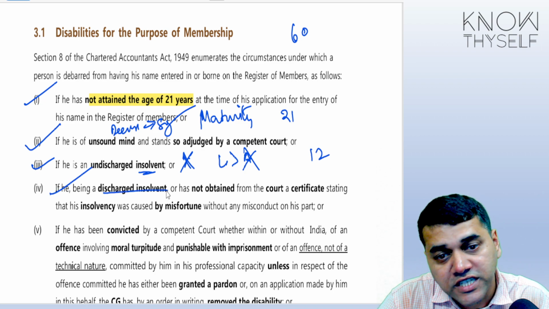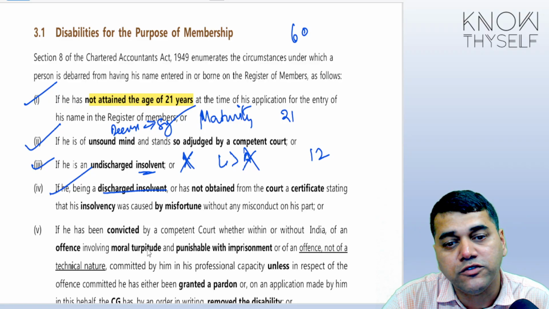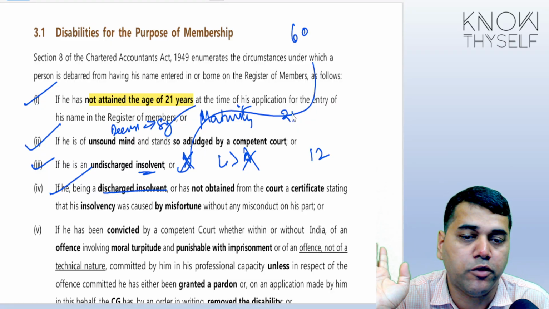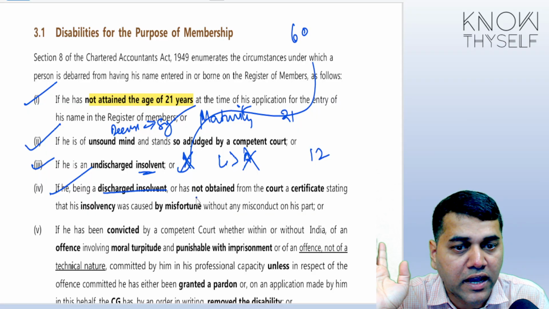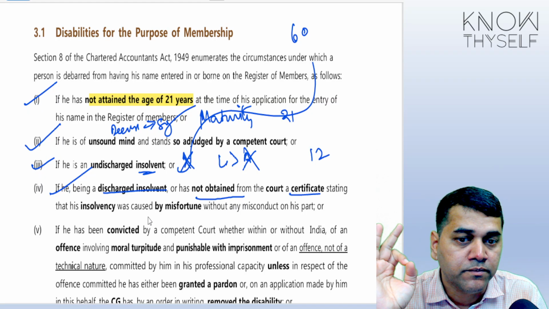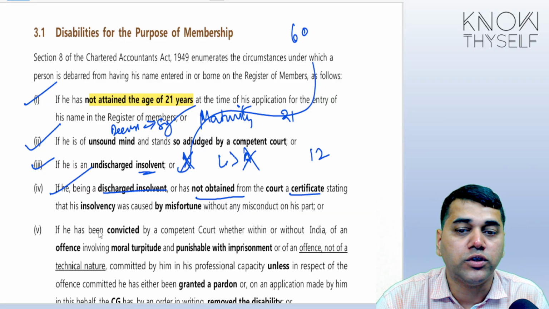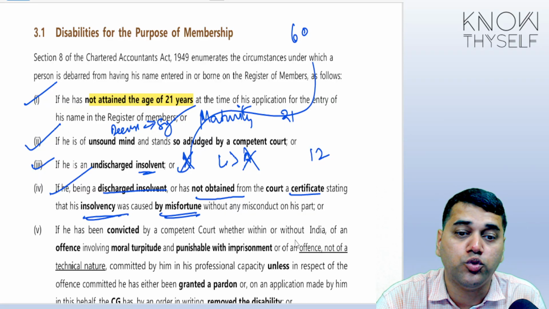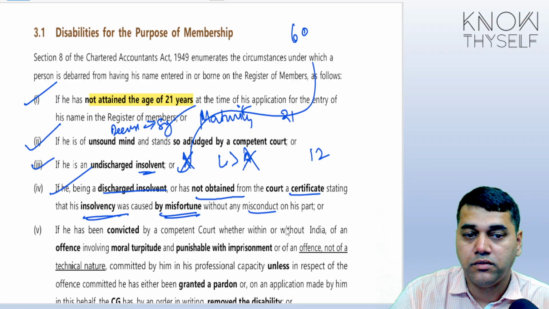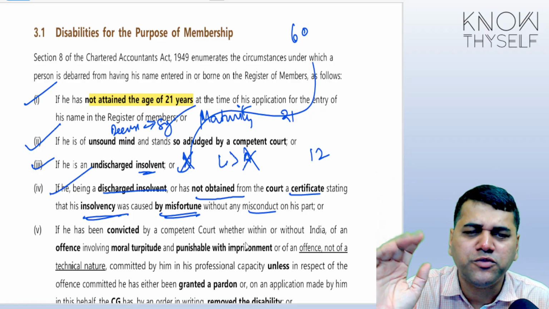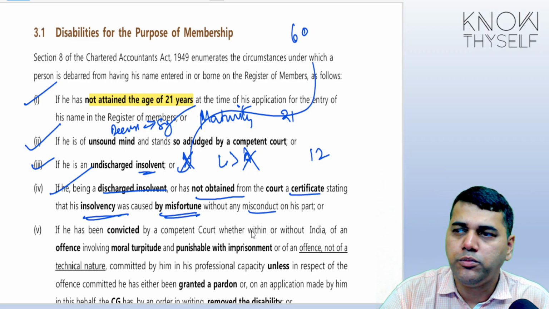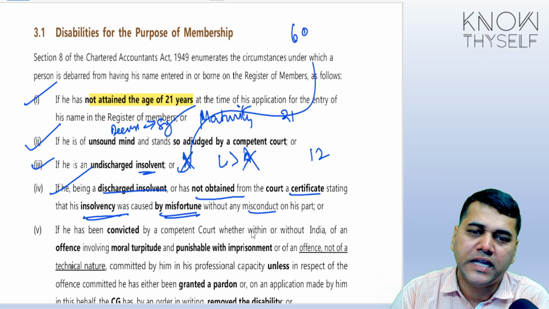What if he becomes a discharged insolvent? That means he will go through the process of the court and get a certificate from the court that he has been discharged from all his liability. Or he has not obtained from the court a certificate in respect of the insolvency. He should obtain a certificate from the court that his insolvency was caused by misfortune without misconduct. That means it is not because of your misconduct or your nature, but because of some misfortune. What is misfortune? Your house could have been destroyed, or you agreed to purchase one property, you paid the money, but that person ran away.